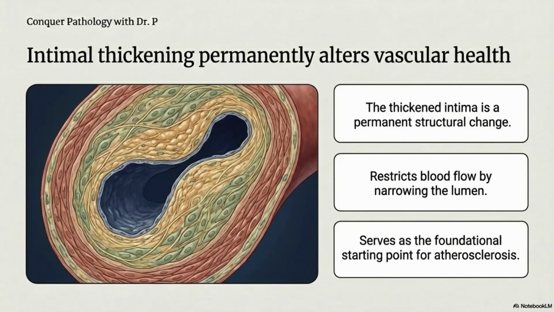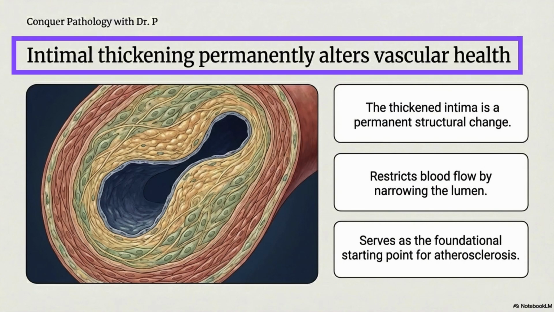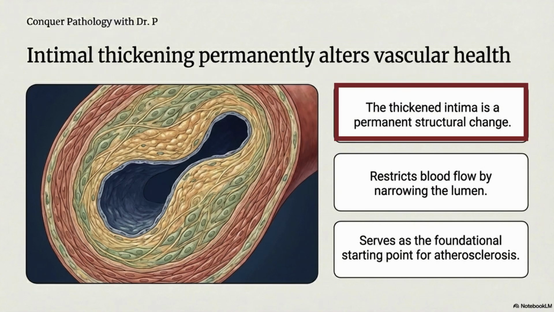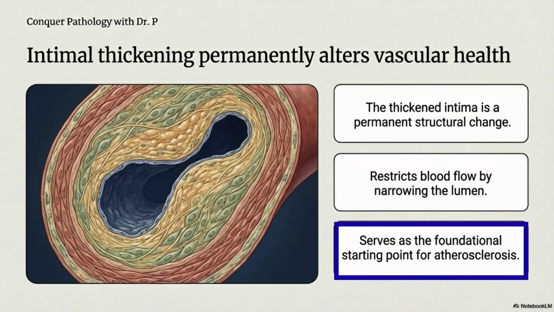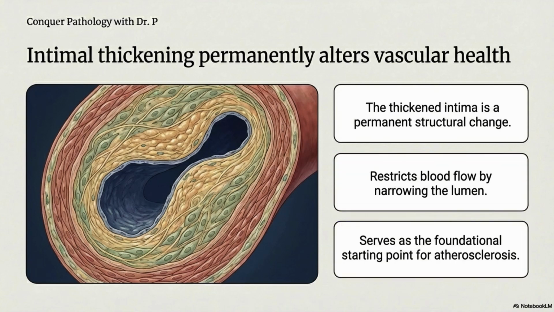And to wrap up this critical foundation, let's look at the final slide. Intimal thickening permanently alters vascular health. Look at the bullet points. The thickened intima is a permanent structural change. It restricts blood flow by narrowing the lumen. And most importantly, for the rest of this chapter, it serves as the foundational starting point for atherosclerosis. Master this reaction and the rest of vascular pathology will make perfect sense.